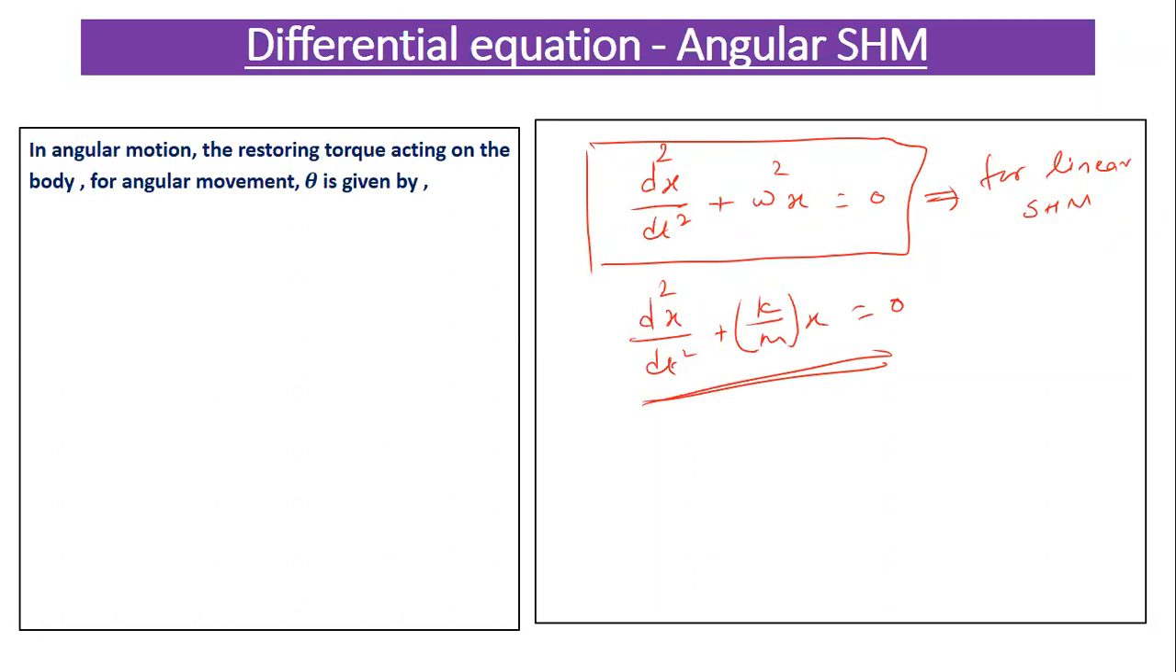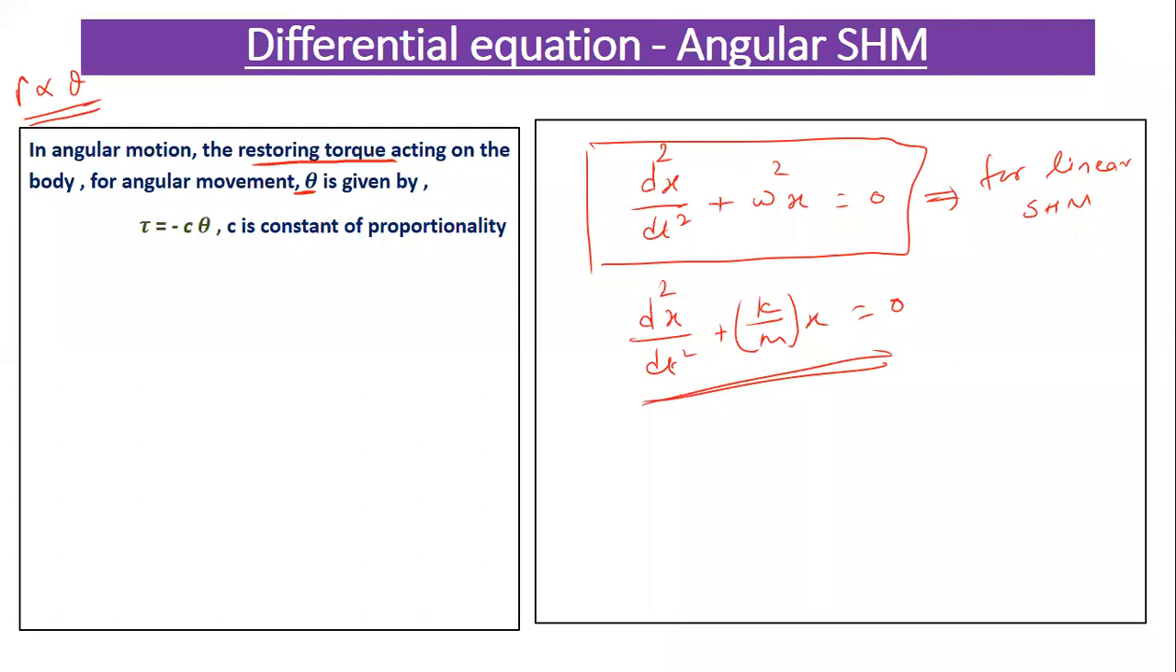So in angular motion, the restoring torque acting on the body depends on the angular displacement theta. Listen, this restoring torque depends on how much the angular displacement is. Based on that, the torque depends. So we can write here, torque depends on the angular displacement, so torque is proportional to theta.